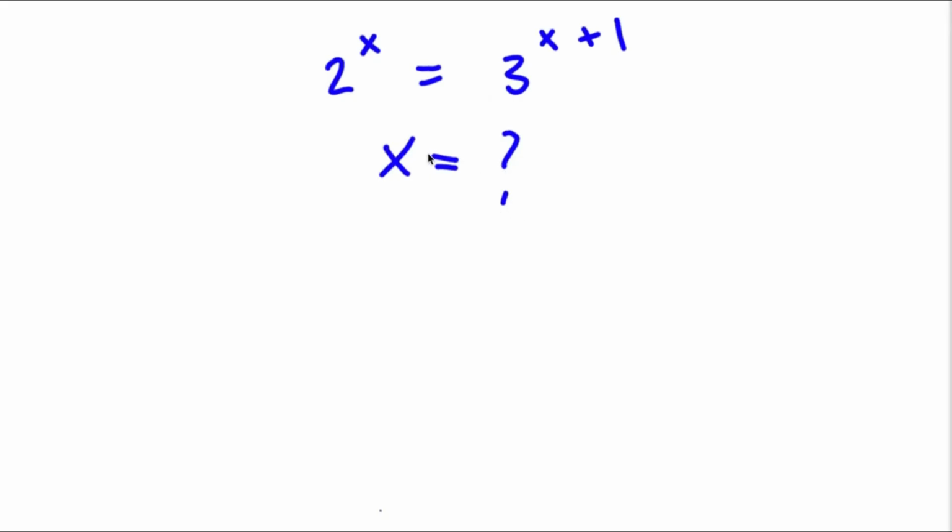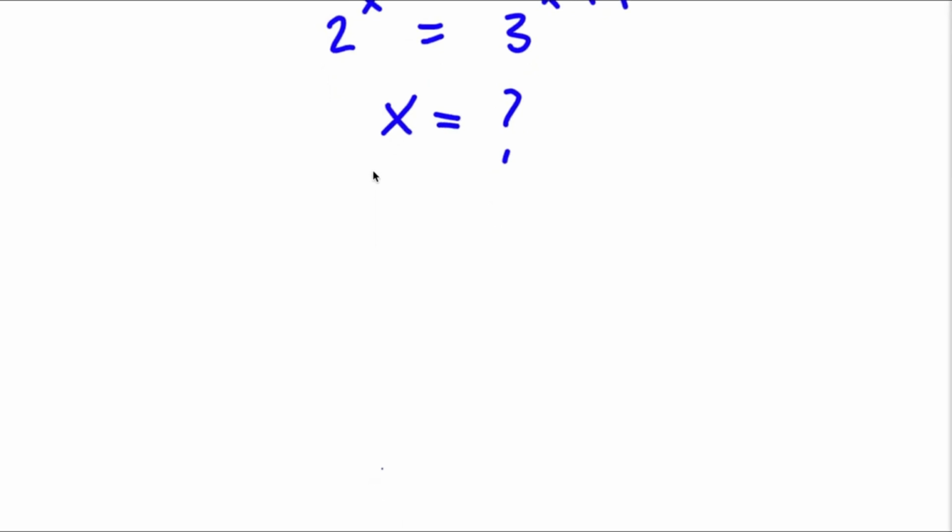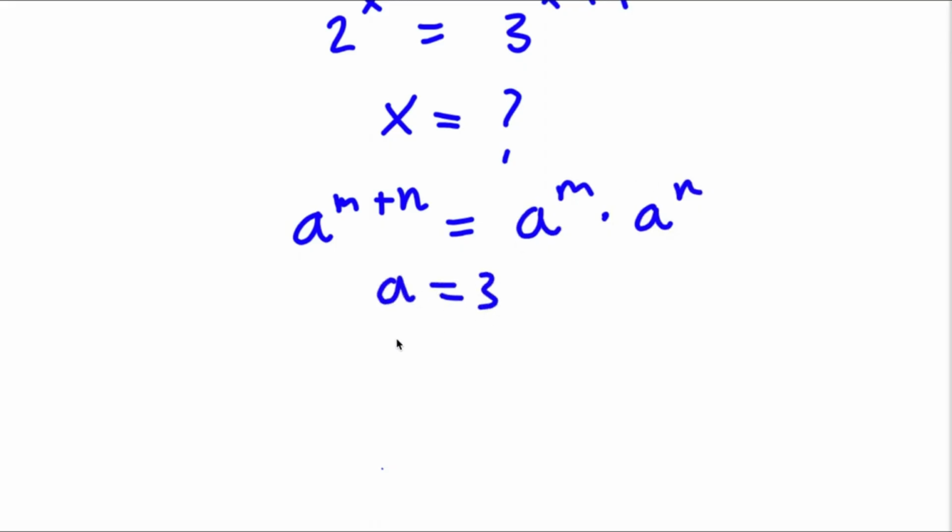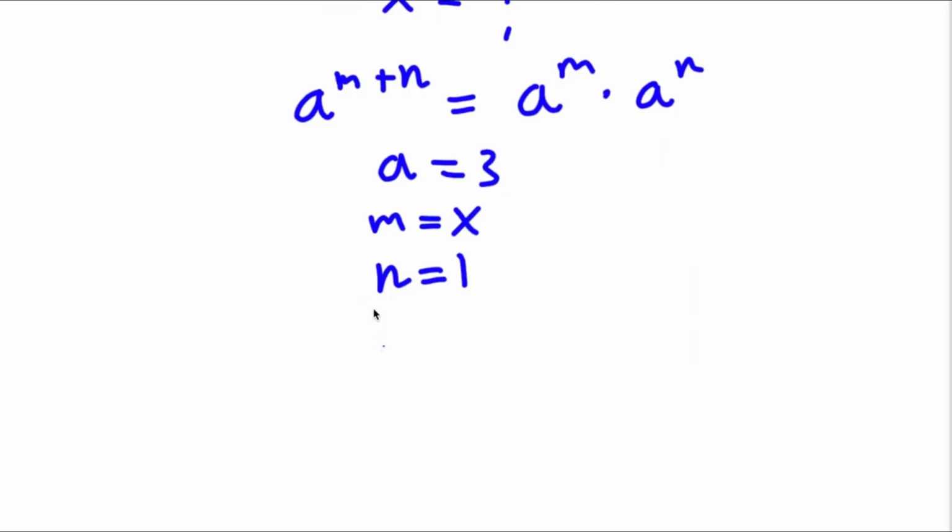Now first off, if I have something in the form a to the power of m plus n, this is equal to a to the power of m times a to the power of n. So in this case, a is equal to 3, m is equal to x, and n is equal to 1. So 3 to the power of x plus 1 is going to equal 3 to the power of x times 3 to the power of 1.